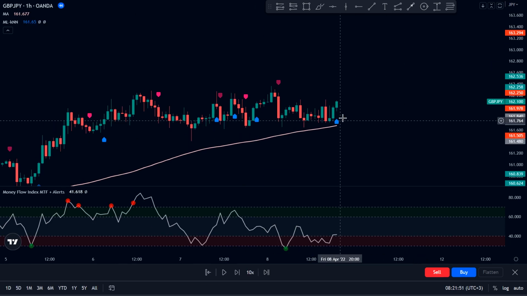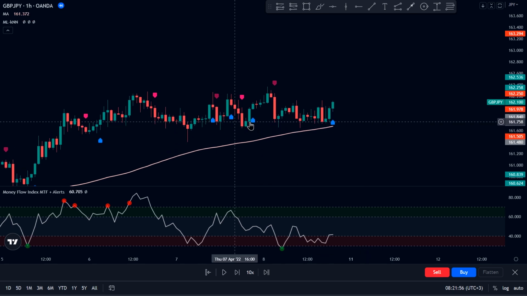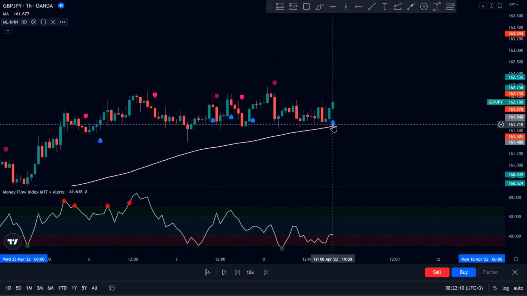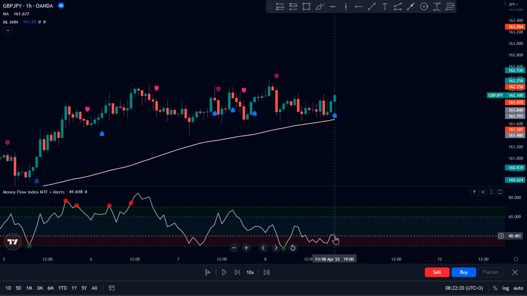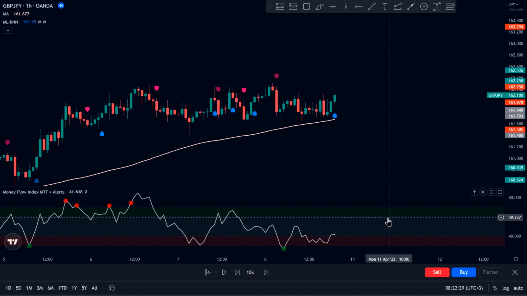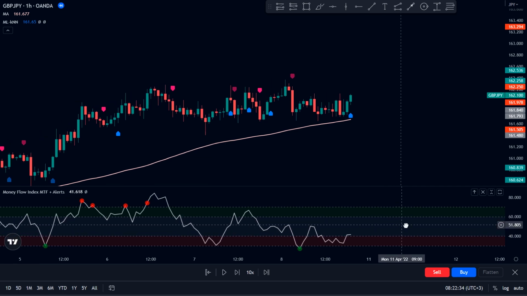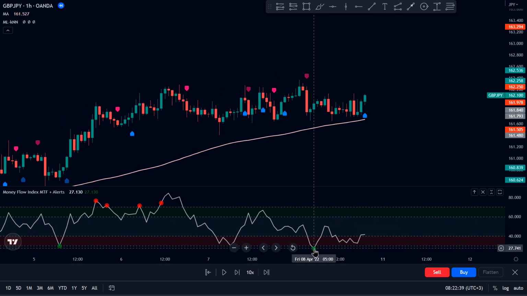Now here's another example. As you can see here, the market was trading above the moving average. Then the KNN indicator printed a buy signal under a green candle. At the same time, the money flow oscillator was within the transition zone, above the 40 level and below the 60 level. Lastly, we see that the most recent label on the money flow index was an oversold label, this green dot.